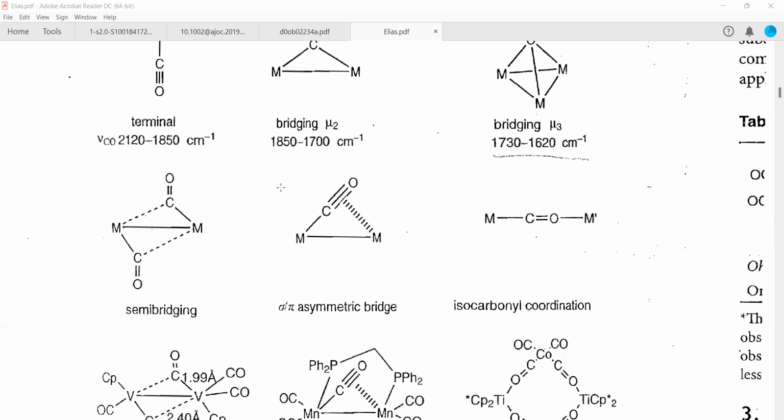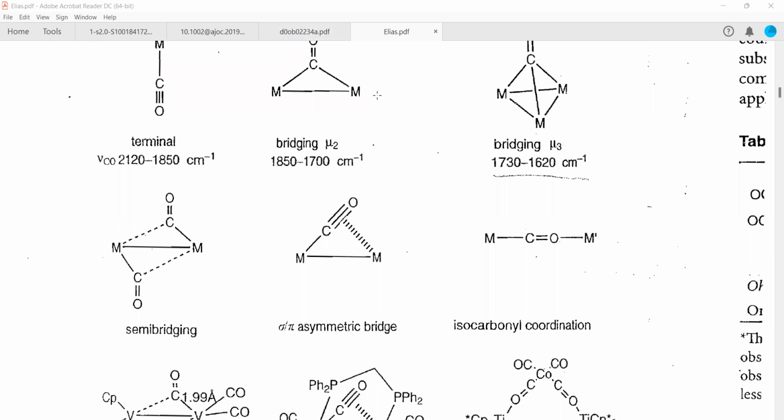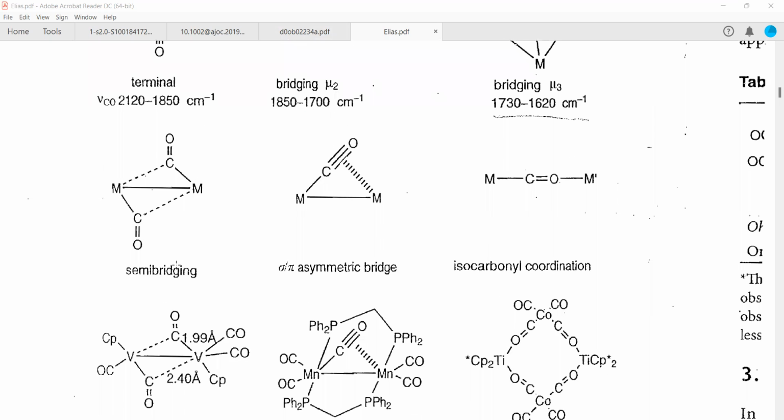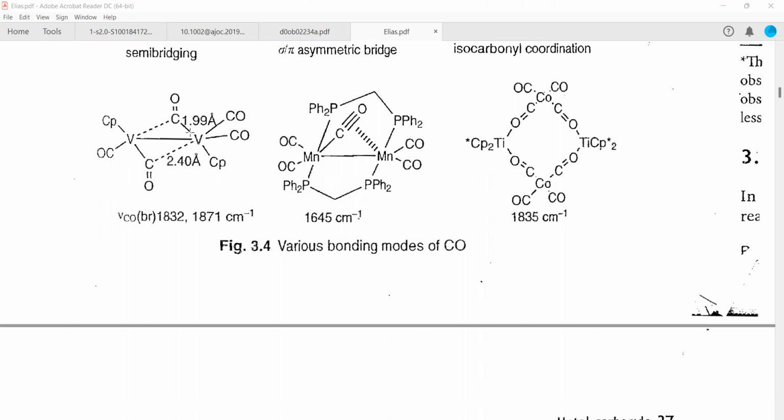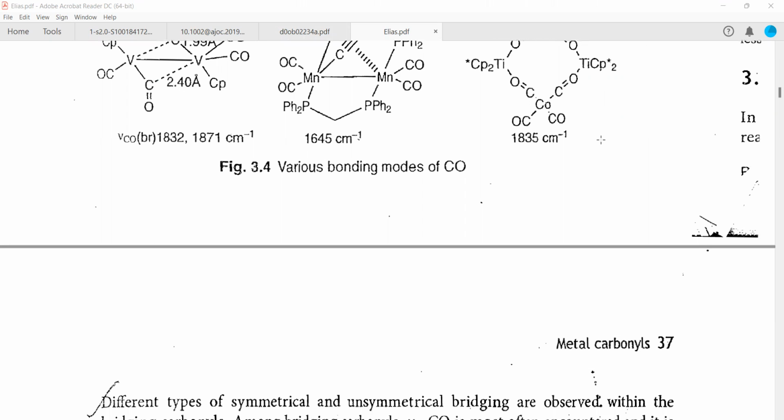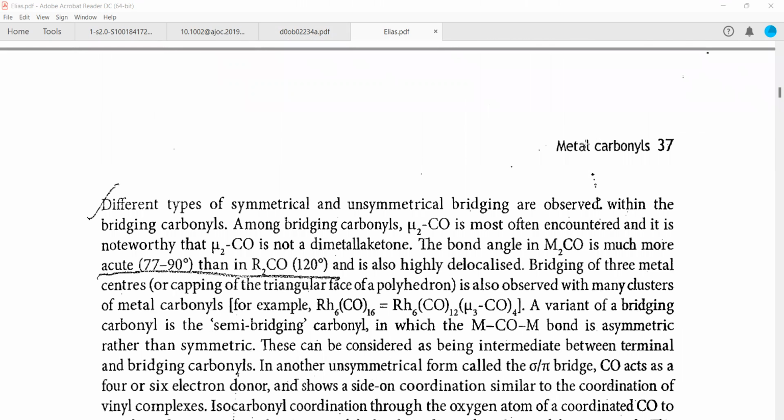Also, there is asymmetric bridging, which looks kind of like this. This is semi-bridging. Sometimes when this is happening, then this is happening. Terminal is quite straightforward. And you can also see different types of binding, and all these different types of binding will have different stretching frequencies, so you can get an idea of the different types of binding of the carbonyls to the metal center by IR spectroscopy.